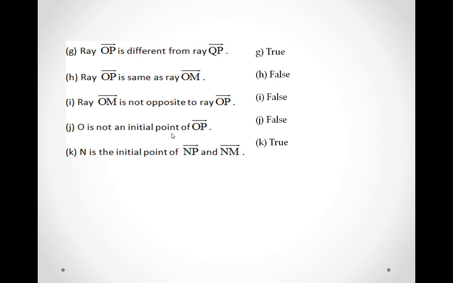O is not an initial point of OP. It is false because in the name OP there is an O. N is the initial point of NP and NM. Yes, it is true because both rays start from point N. So like this, you can solve this question.